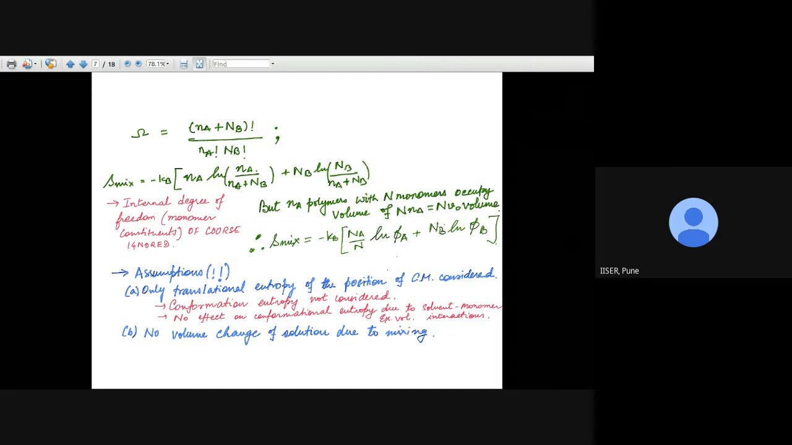You are saying that, okay, the polymer as a whole is a unit, and that you are interchanging positions of entire polymers, right? And of course, we are also neglecting conformational entropy.